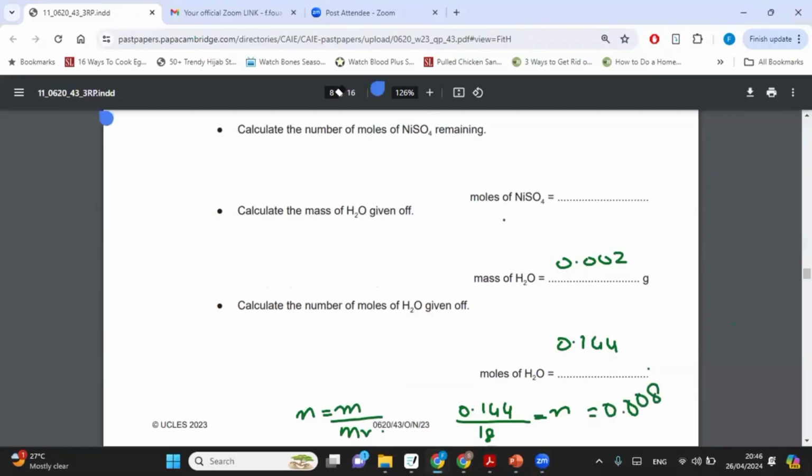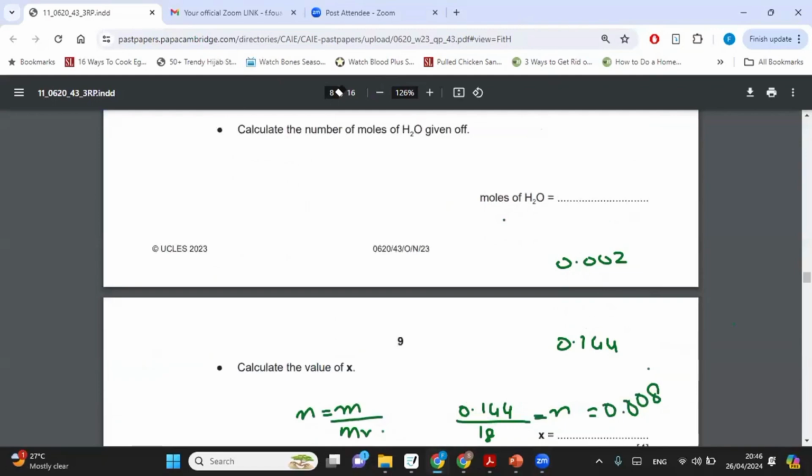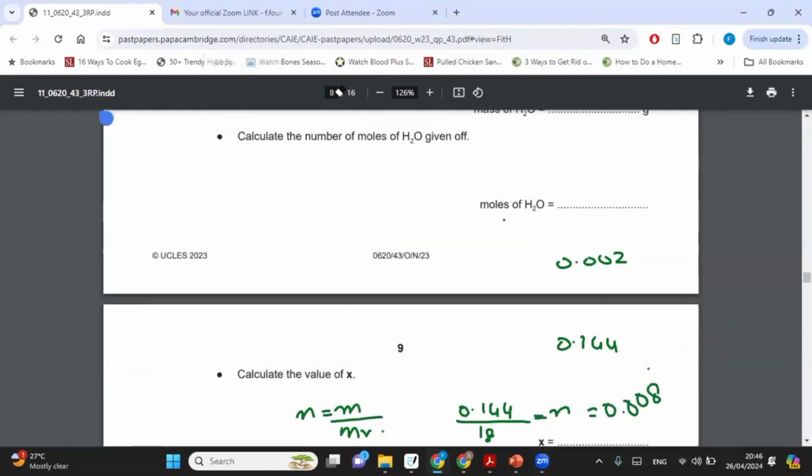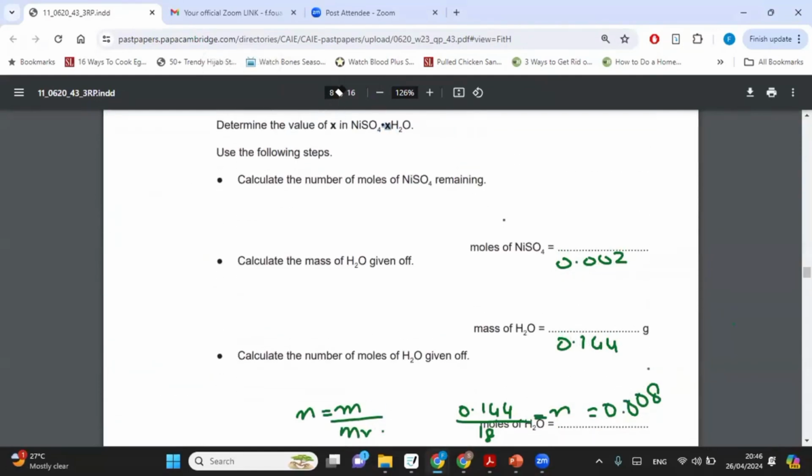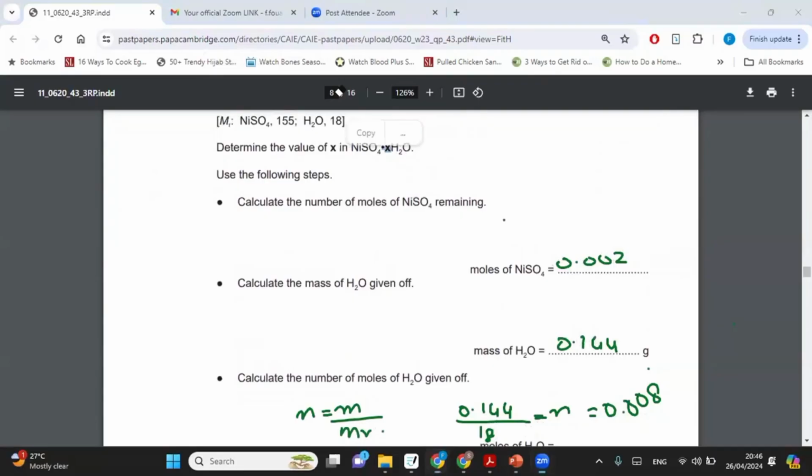Let's see what they ask us next. Next, they're saying, now calculate the value of X. Now, when you are solving questions on water of crystallization, let me tell you what you do. You get to the moles of water. After you have the moles of water, you want to find out the value of X.